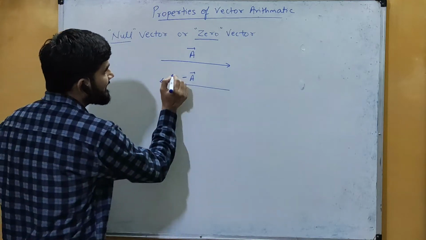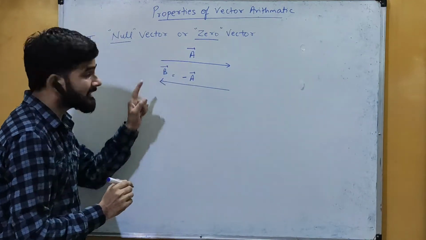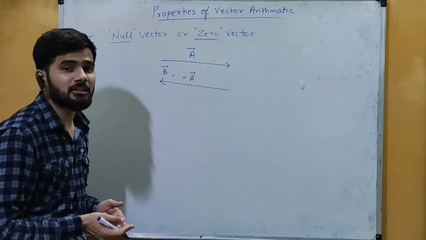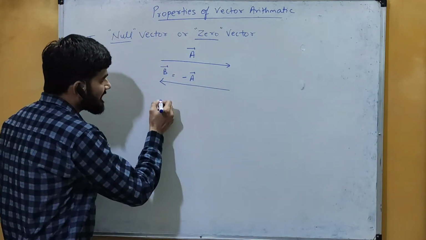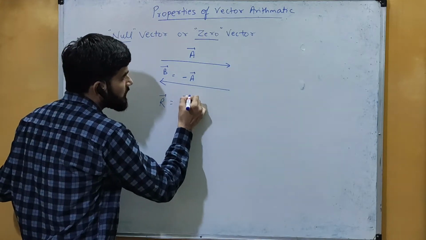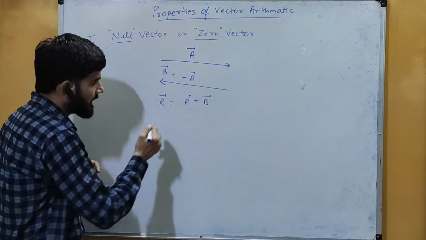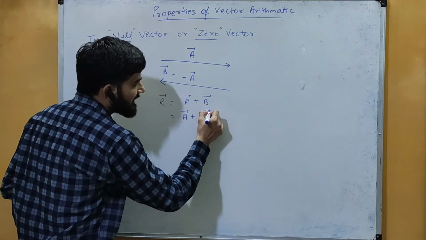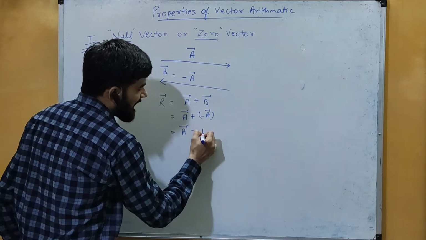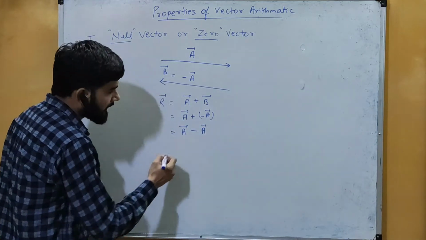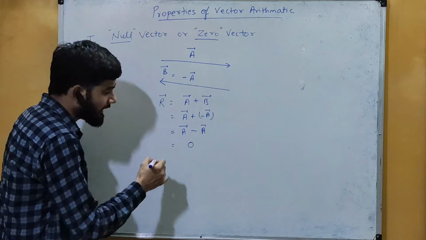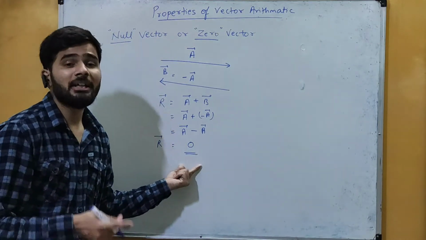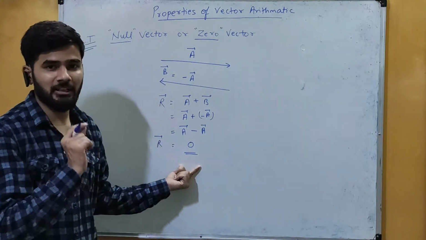We can also write this vector as vector B, but this vector B will be equal to minus of vector A. Now to find the resultant, if I add both of these vectors, I can write this resultant R is equal to vector A plus vector B. Here the value of vector B is equal to minus of vector A, so I can write it as vector A minus vector A. So here I will get the resultant to be 0. So this resultant is 0, or I can write that this 0 is called a null vector.